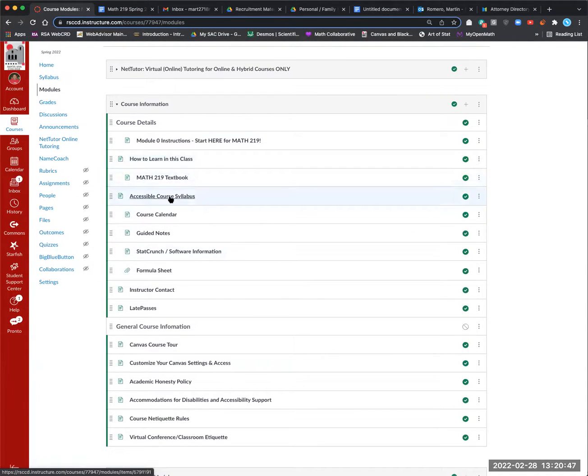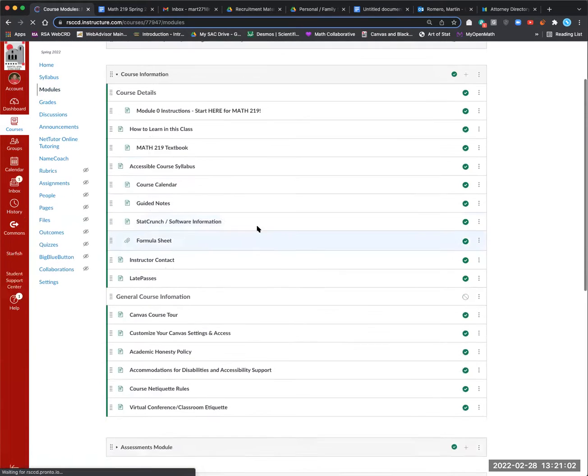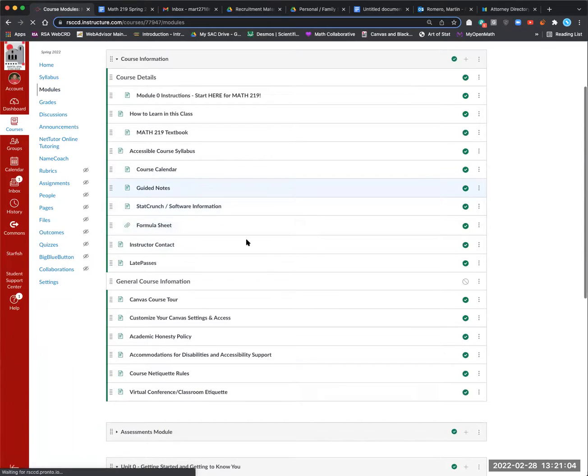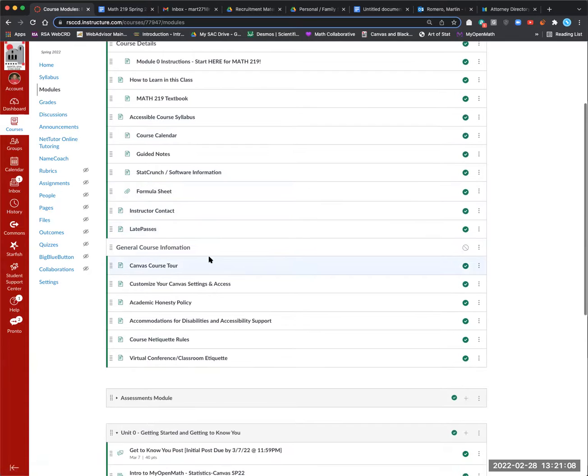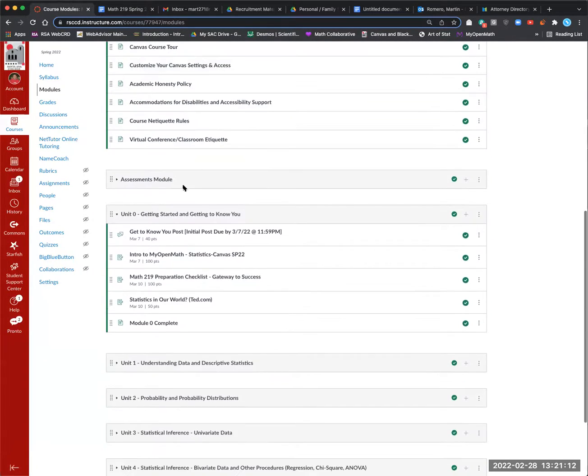There's the textbook, the syllabus, the calendar, guided note sheets. I have videos that go with all the lessons. These are the guided note sheets that you would want to print out that are aligned with my videos, and I'll show you where those are in the modules. Again, that will also be how to learn in this class. I have a formula sheet that kind of summarizes everything for you. And of course, some other course information.